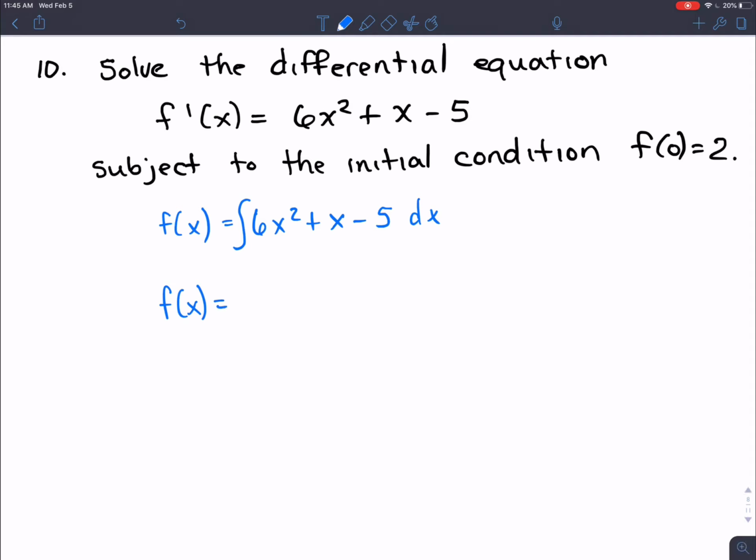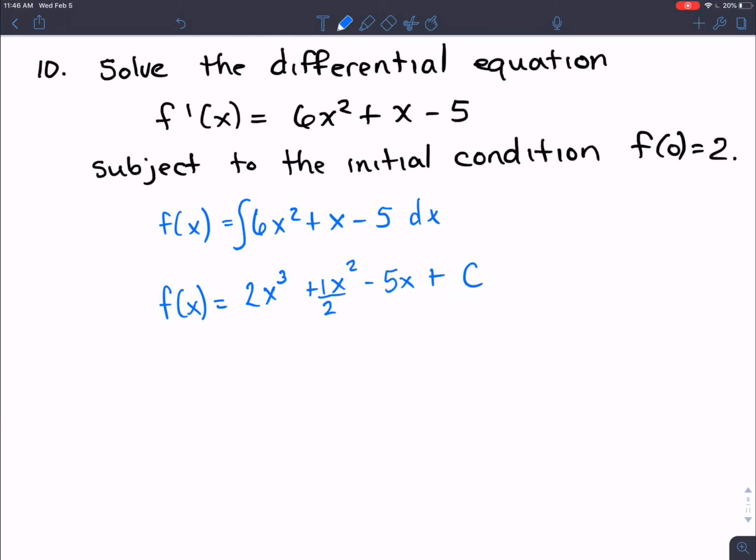You can pull that 6 out front, and you just get x to the third divided by 3, but you have that 6 sitting out front, so we would just simplify to 2x cubed. And then for the second one, I'm going to have x to the n plus 1 over n plus 1, so it's just going to be x squared over 2. And then that's minus 5x plus a constant.